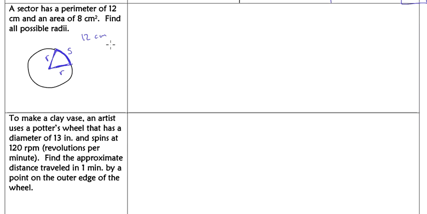And so if we wanted to get, well, what's the arc length? We'll have this piece: 2 times the radius plus the arc length, S, is equal to 12. And we're going to solve just for S here. So subtract 2R from each side, and we have S equals 12 minus 2R, or negative 2R plus 12. And that's the arc length of our sector.